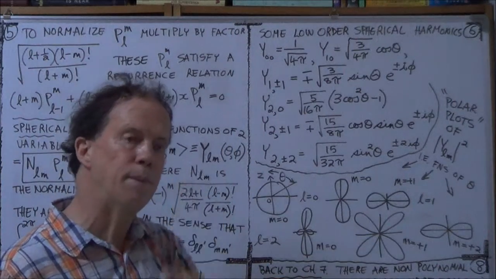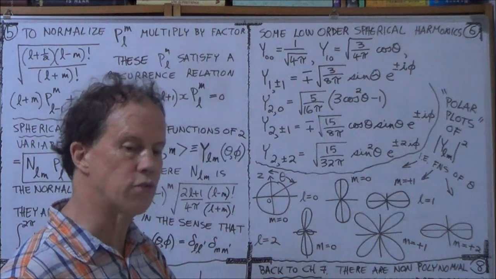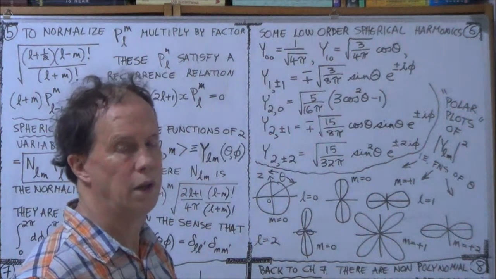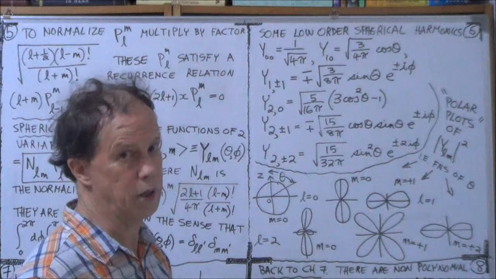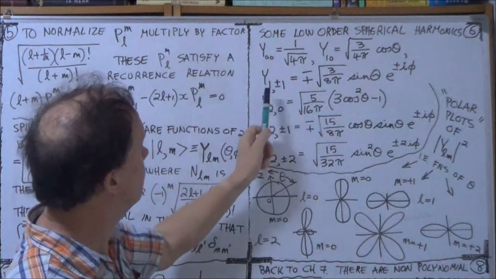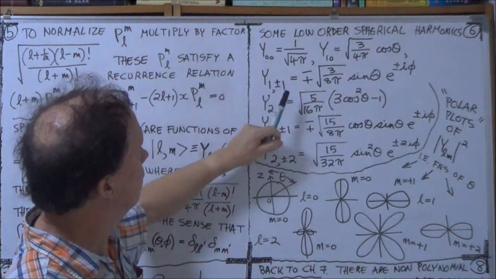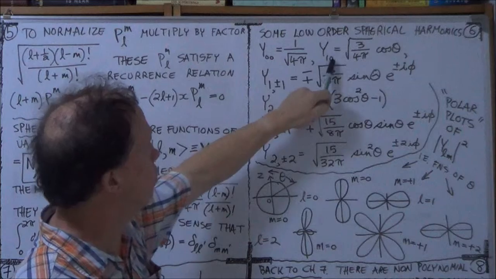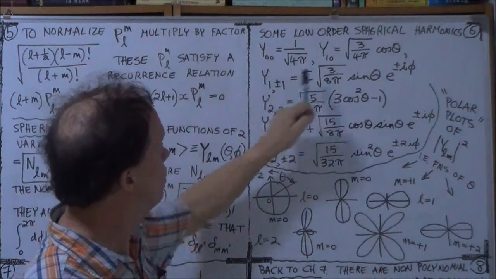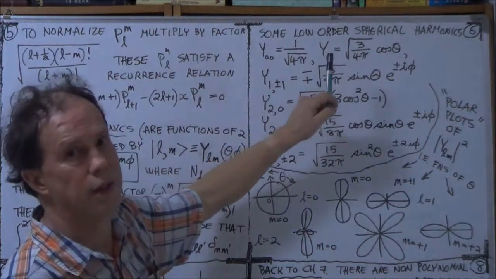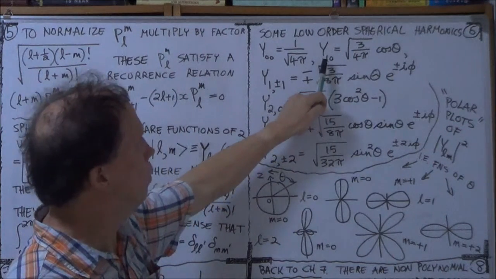Remember that M is limited in its range depending on L. So M is less than or equal to L and greater than or equal to minus L. Okay, so if L is 1, M can range between plus or minus 1 and 0, of course. Right? So you have three expressions. You have 3 spherical harmonics for L is 1. Okay.